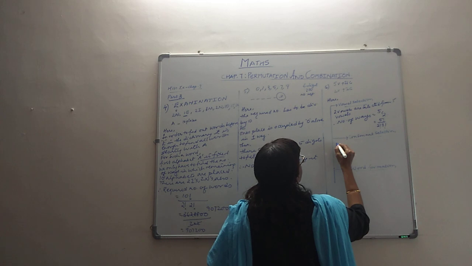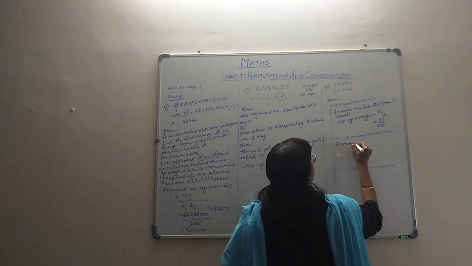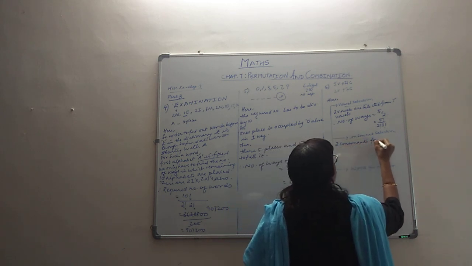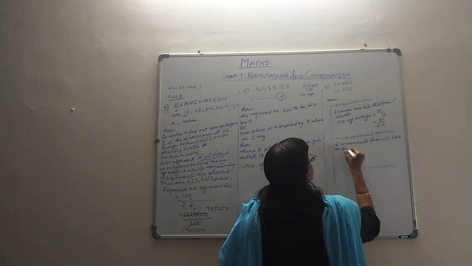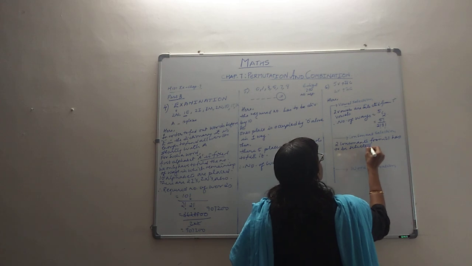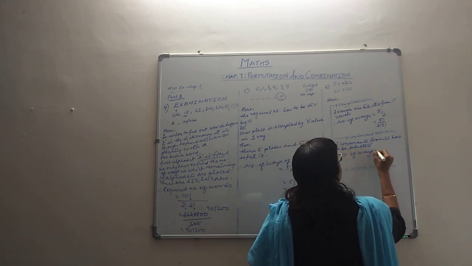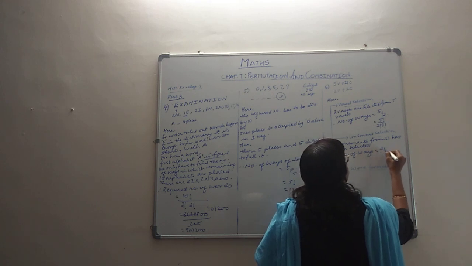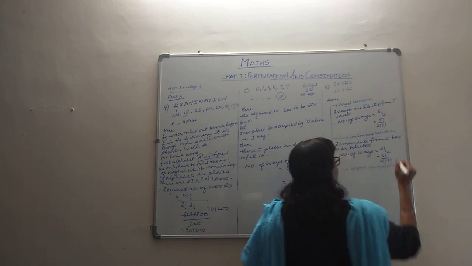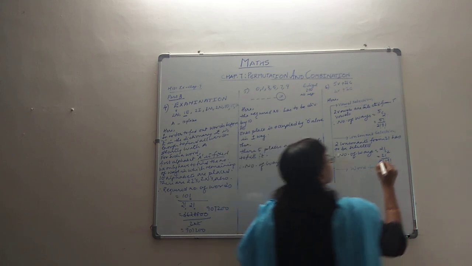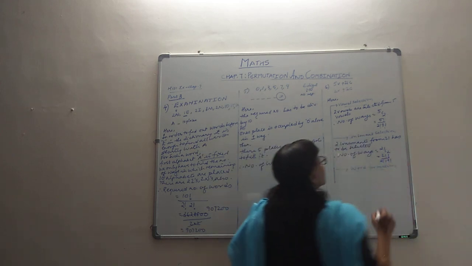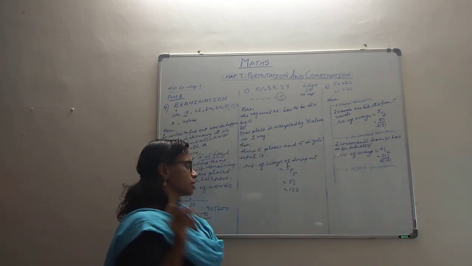Then 2 consonants from 21 have to be selected. So the number of ways of doing that also is 21C2. 21 factorial by 2 factorial into 19 factorial. nCr is n factorial by r factorial into n minus r factorial.